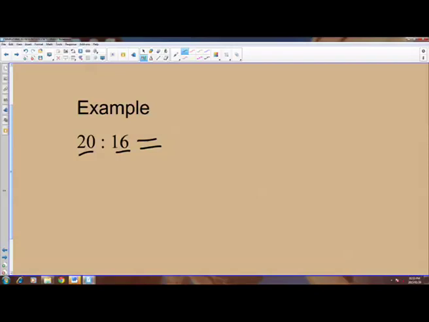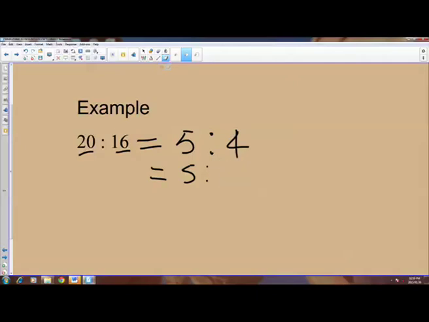Now, the highest common factor of 20 and 16 is 4. So, 4 into 20 is 5. And then 4 into 16 is 4. Now, the ratio is 5 to 4.